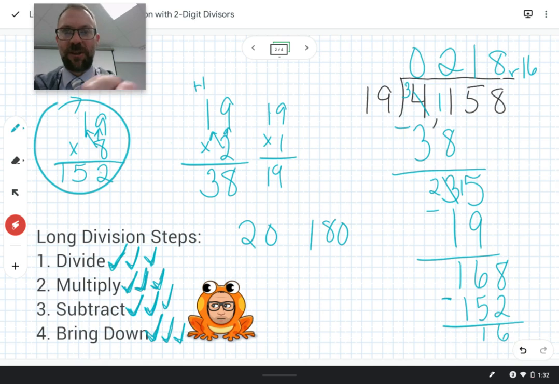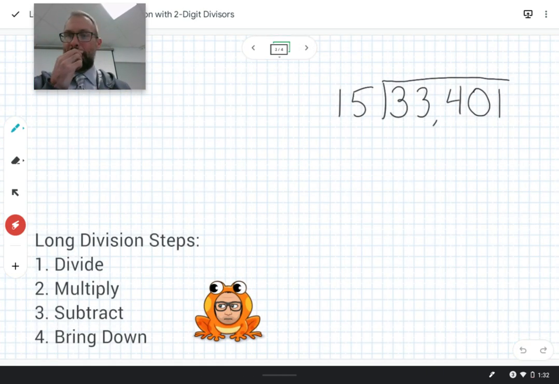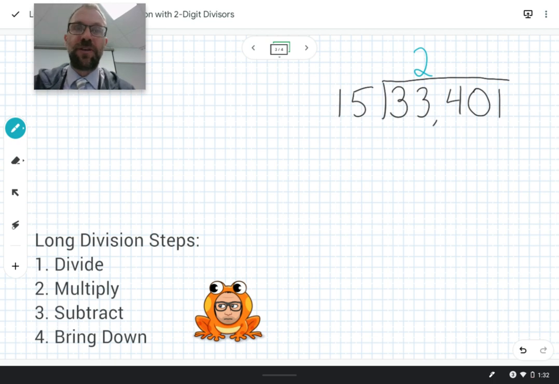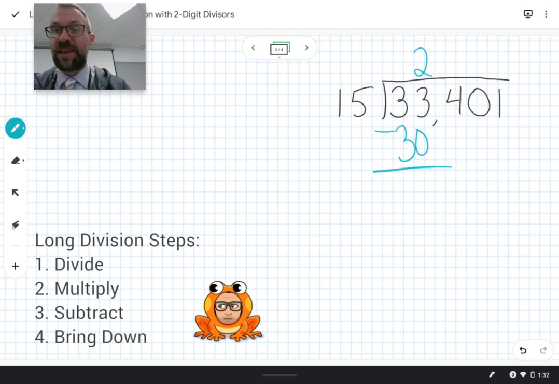All right, let's try one more together. Oh, no. A 5-digit dividend, 33,401. All right, we can do this. Don't panic. We're going to follow these same 4 steps. All right, here we go. How many 15s are in 33? You're right, 2. 2 15s is 30. 33 minus 30 is 3. We're going to bring down the 4 and ask ourselves how many 15s are in 34.